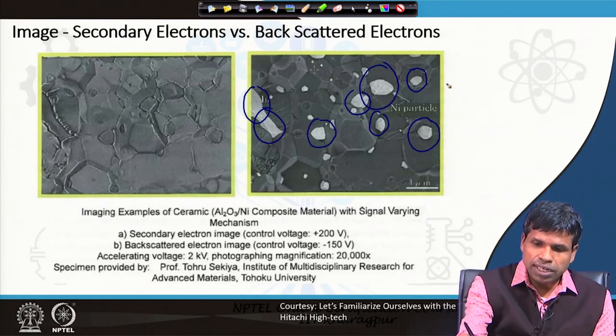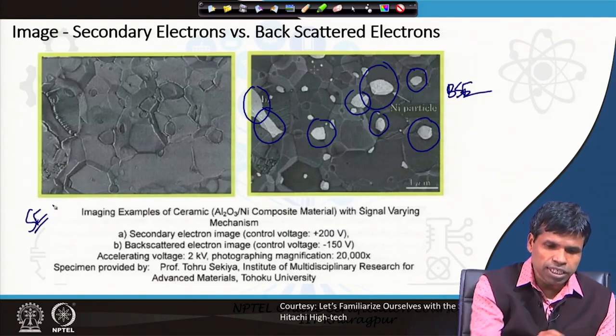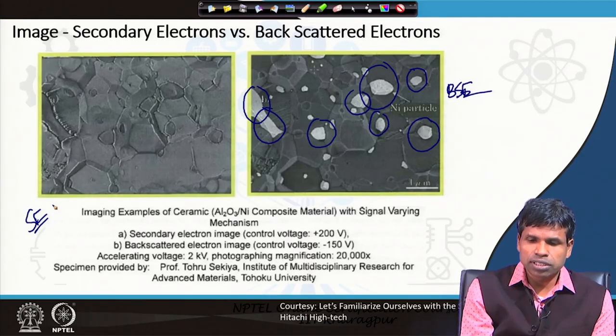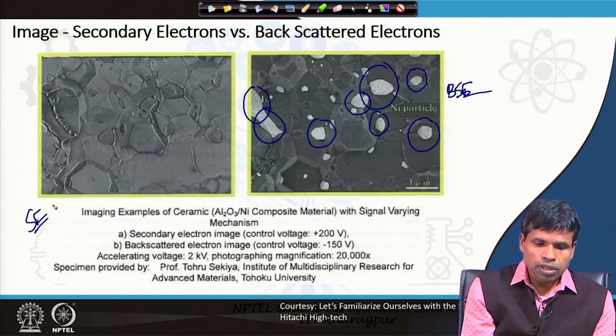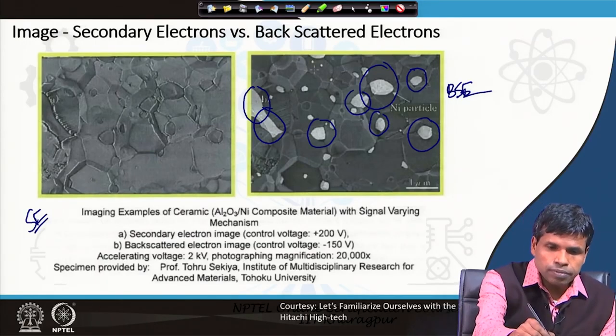So, this is the backscattered electron image, BSE image, and this side is the SE image. And you see how you can distinguish the distribution of nickel in the composite from the backscattered electron image. This was collected at an acceleration voltage of 2 kV.